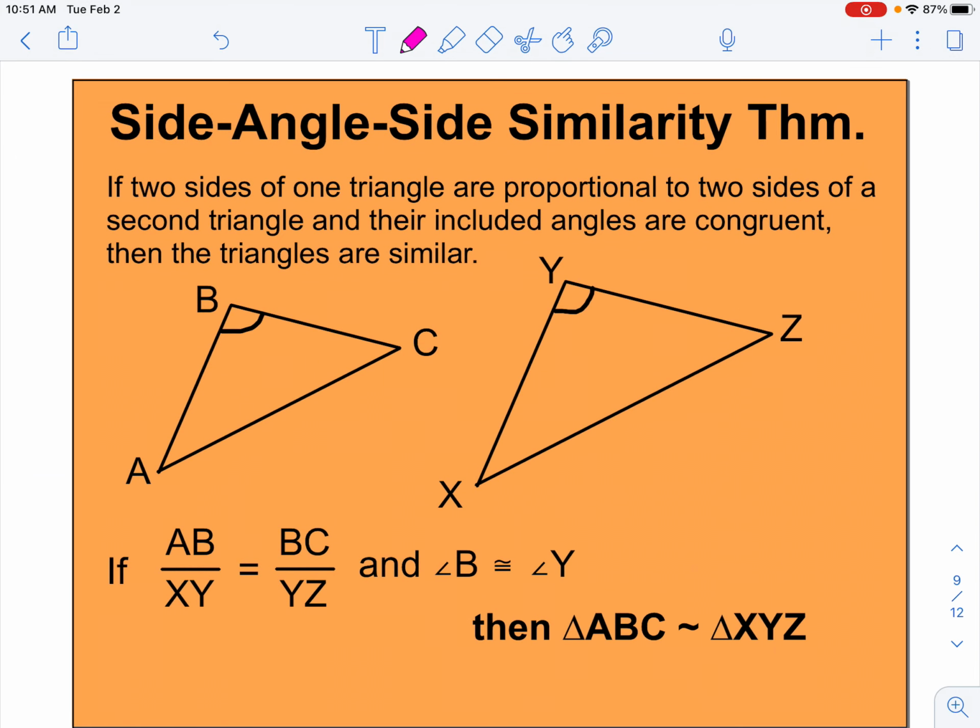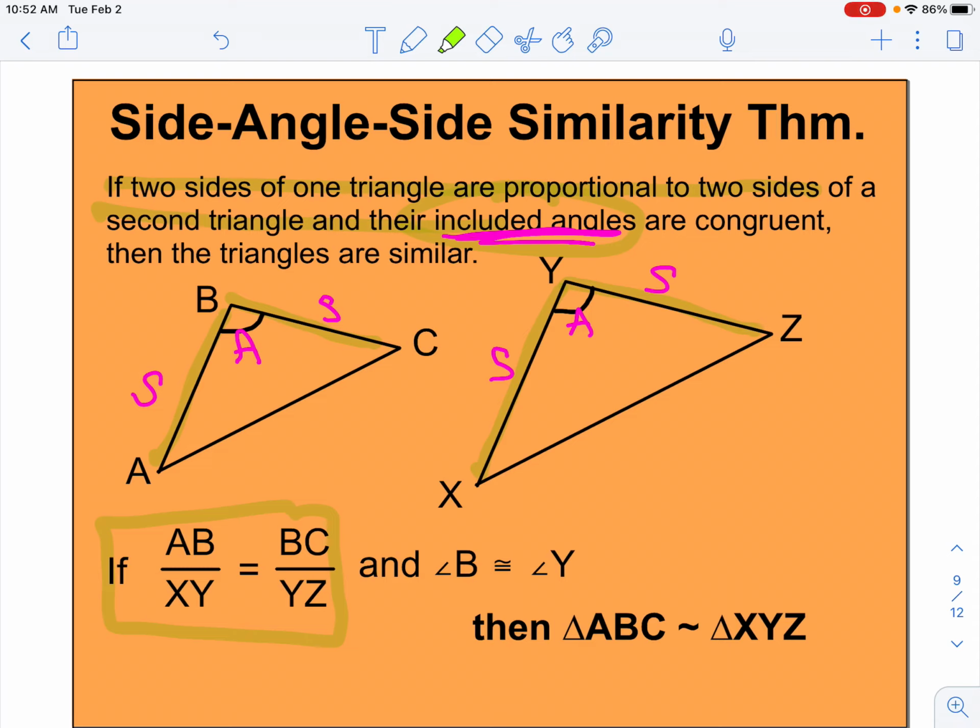I skipped one for now, but if two sides of one triangle are proportional to two sides of a second triangle and their included angles, that's the key, are congruent, then the two triangles are similar. So we have to have side, angle, side, and it has to be the included angle, but the sides aren't going to be congruent. The sides are proportional. These sides right here are going to be in the same proportion. Then that is enough to show that the two triangles are similar.